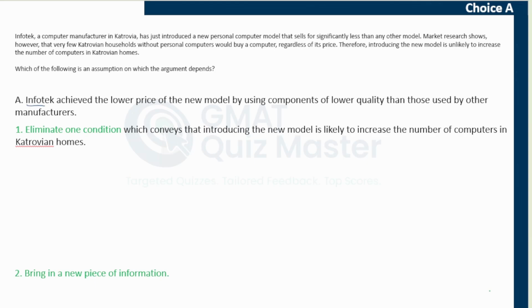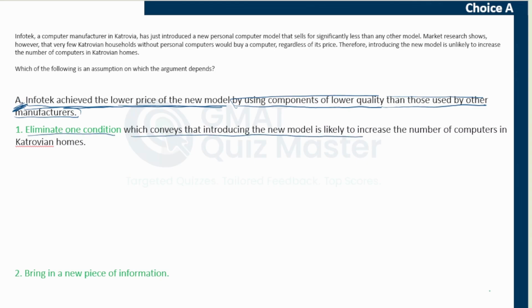Choice A. Infotech achieved the lower price of the new model by using components of lower quality than those used by other manufacturers. So the first thing is to understand the meaning of this choice. This choice conveys how Infotech achieved the lower price of the new model, and that how is by using components of lower quality compared to the quality of components used by other manufacturers. All right. Now let's see if this choice, choice A, eliminates one condition which conveys that introducing the new model is likely to increase the number of computers in Ketrovian homes.